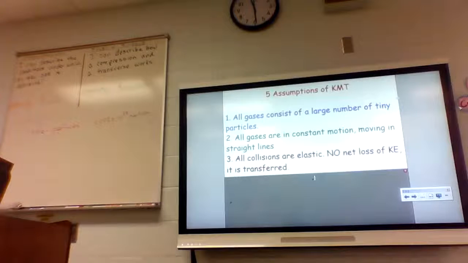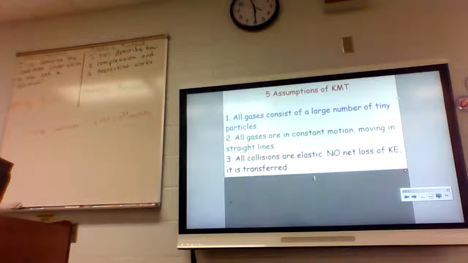Now, in reality, is it all transferred? Heck no. Some of it's going to be lost as heat. Now, we're not going to calculate what's lost as heat. This is a first-year class. But we're not calculating what's lost as heat.